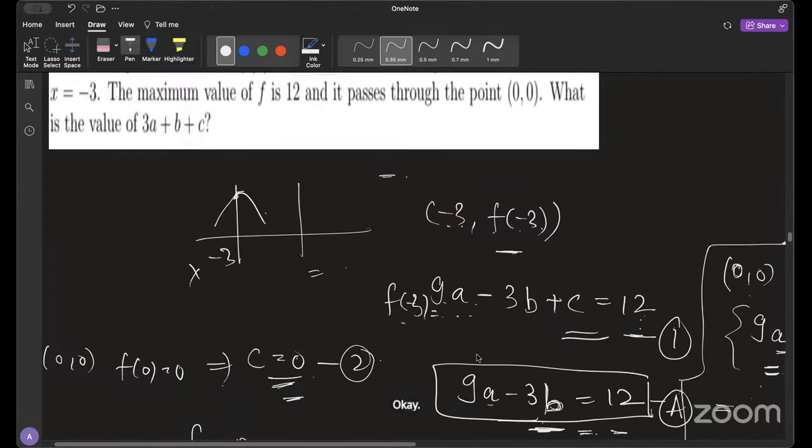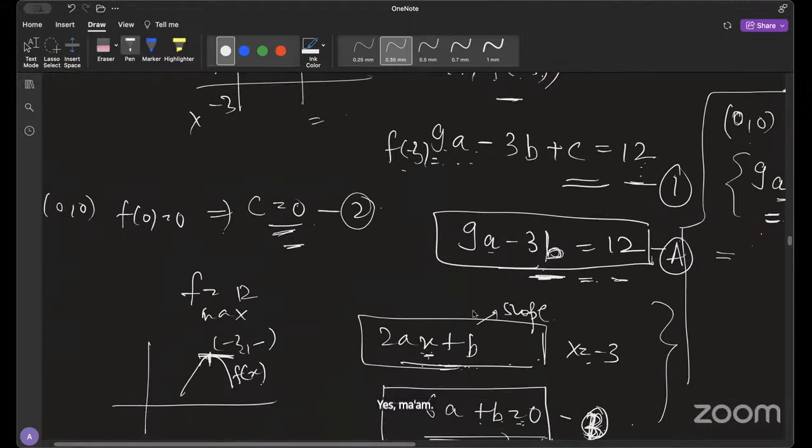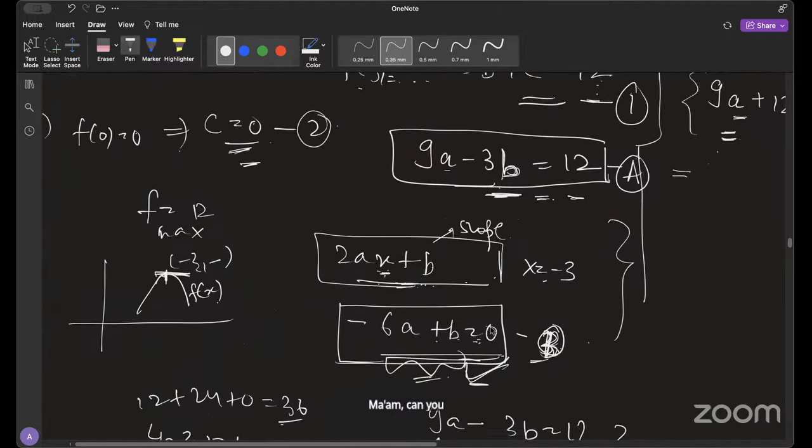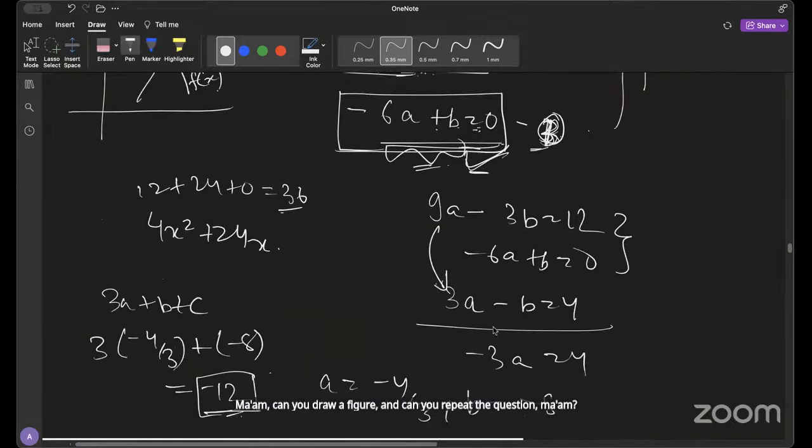Can we move on to the next question, or is there any problem in this one? Ma'am, can you draw the figure, ma'am, and can you repeat the question? I don't understand the question, ma'am.